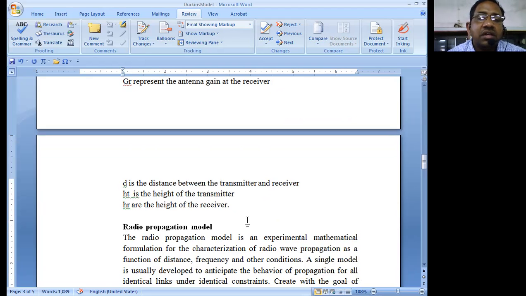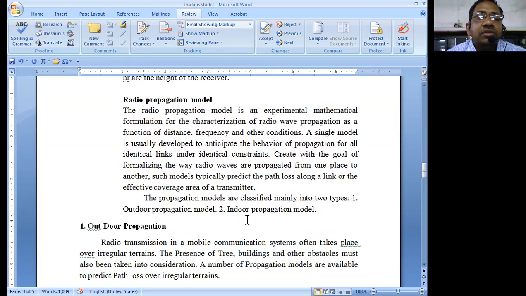Next is the radio propagation model. Here we have two types of radio propagation models: one is the outdoor propagation model, and the other is the indoor propagation model. What is the radio propagation model all about? It is an empirical mathematical formulation for the characterization of radio wave propagation as a function of distance, frequency, and other environmental conditions. A general model is usually developed to anticipate the behavior of propagation for all similar links under identical constraints.